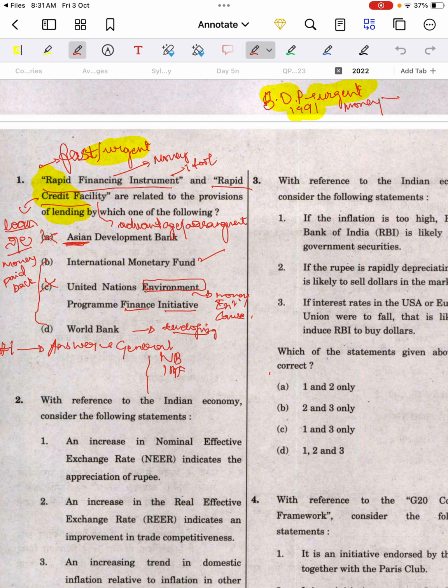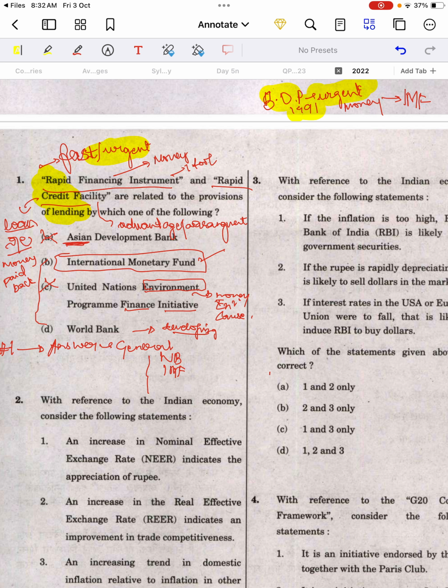Who gave money to India during the BOP crisis? IMF comes forward. If any nation is in crisis, it gives money to such nations. So the answer is IMF and not World Bank. World Bank gives money for developmental projects, like Atal Bhujal Yojana, Indian water needs, something like that. Here there is a crisis, and who lends the money? That was the focus of this question.